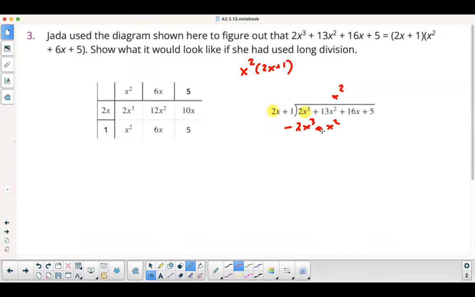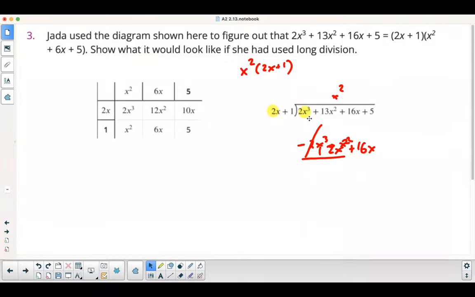And then I change the sign. So I'm going to make these subtraction. All right, why do I change the sign? Because when you subtract, that's the same as changing the sign. So this would give me 12x squared. And then I bring down the next term, which is 16x. And then I do the whole thing, I repeat it.